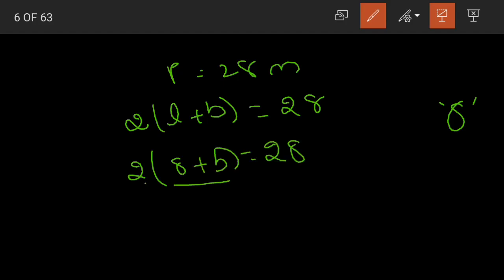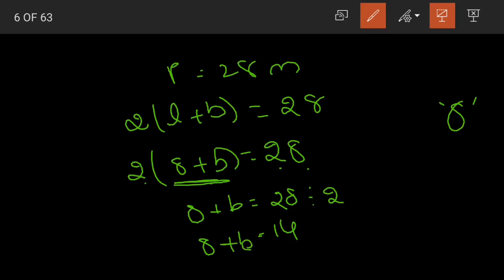Now 2 into something is equal to 28. So only 8 plus B will be equal to 28 divided by 2, that is equal to 14. 8 plus B is equal to how much, children? 8 plus B is equal to 14. Now what is B equal to? B will be equal to 14 minus 8, that is equal to 6. B, that is nothing but breadth, is equal to 6 meters.